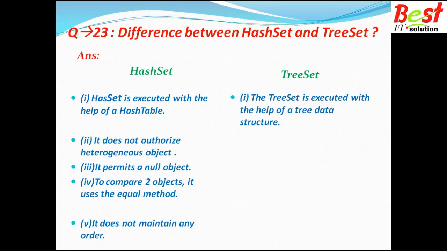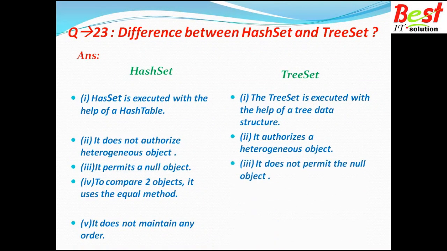HashSet doesn't allow heterogeneous objects, but TreeSet allows heterogeneous objects. Heterogeneous means different types of objects. In the case of HashSet, it permits a null object, but TreeSet does not allow any null object.